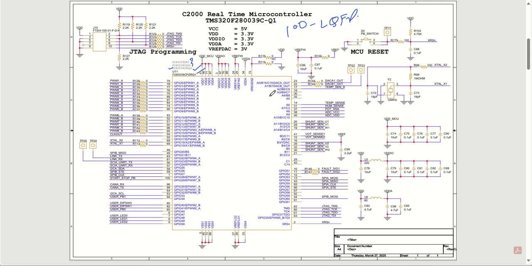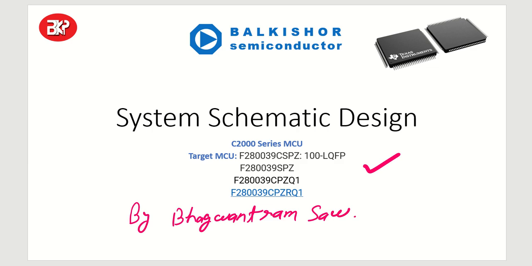So what we'll do is we'll try to understand what the different blocks of this particular circuit are and how to design each one of them. All right. So let us start with system circuit design based on the real-time microcontroller that we have already been seeing for the past few sessions. And as I told you already, the target device that we are going to take up is F280039 CSPZ. Okay. So these two are non-automotive parts, with C and without C. Without C is the very low cost one. Okay. And this is the automotive part.